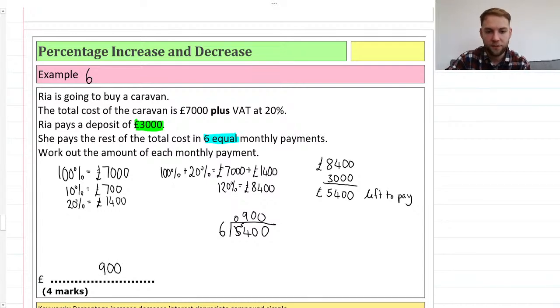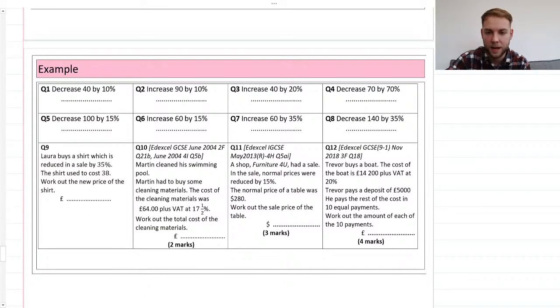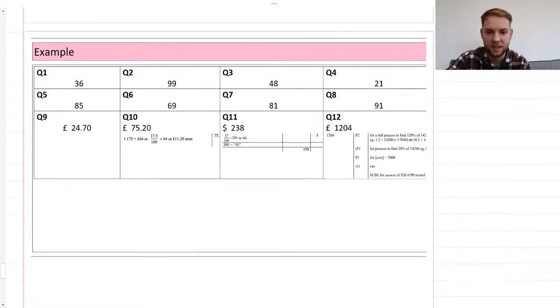So if you're catching up with this later, here's some questions for you to have a little go at. And if you're catching up with this later, there's the answers to those.